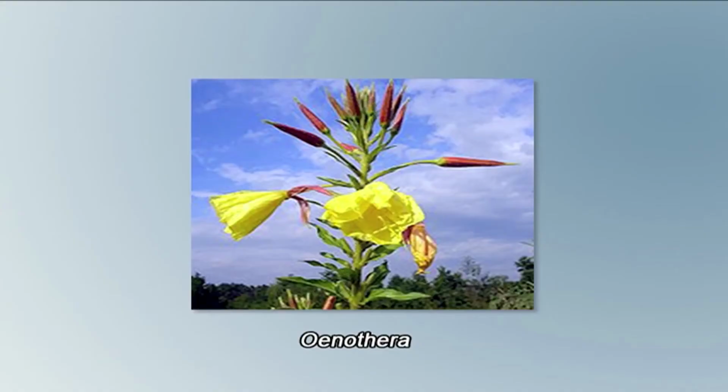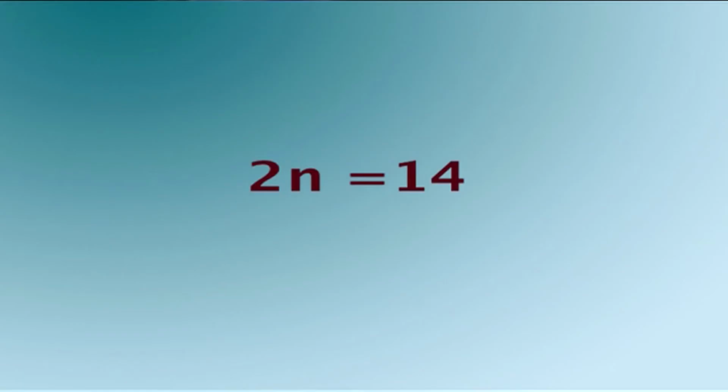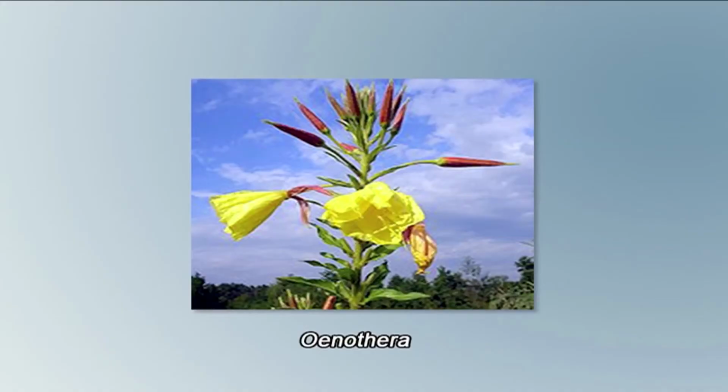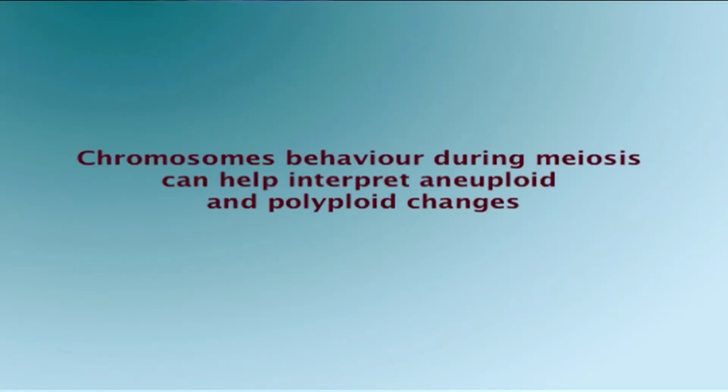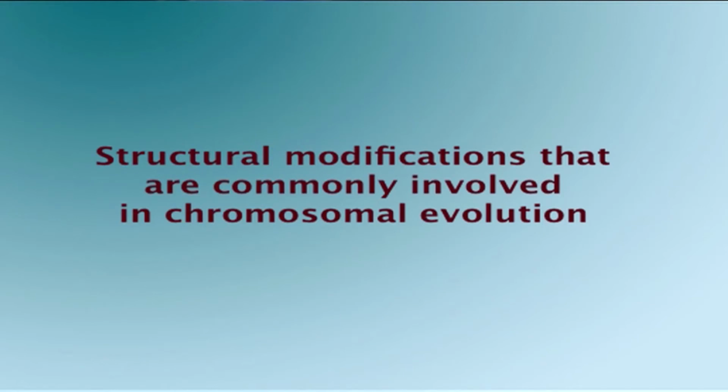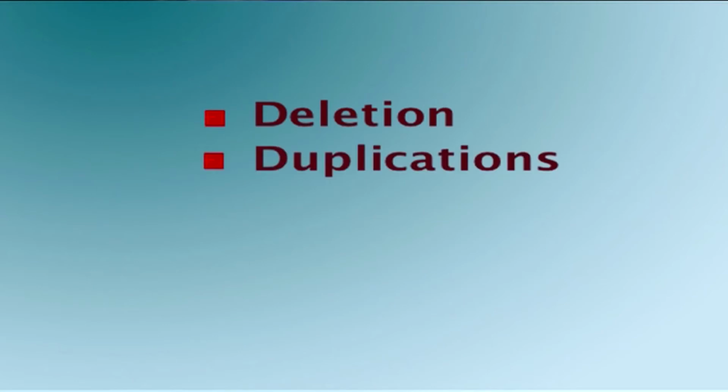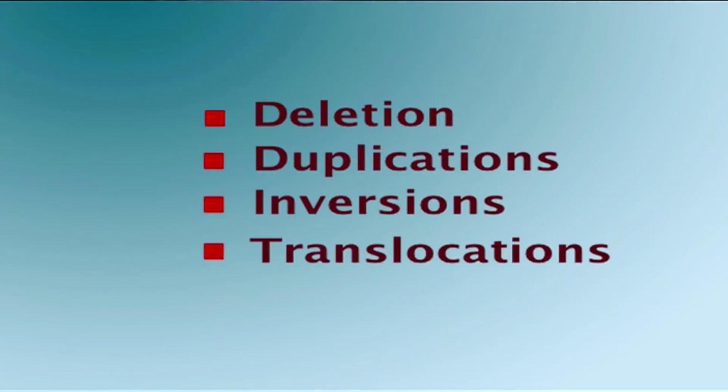In the genus Oenothera, all species are diploid with 2n = 14. Many of these exhibit a normal meiosis, but in the subgenus Oenothera, the species are heterozygous for translocations involving varying numbers of chromosomes. A study of chromosome behavior during meiosis can help interpret aneuploidy and polyploid changes and also identify other structural modifications that are commonly involved in chromosomal evolution, for example, deletions, duplications, inversions and translocations.